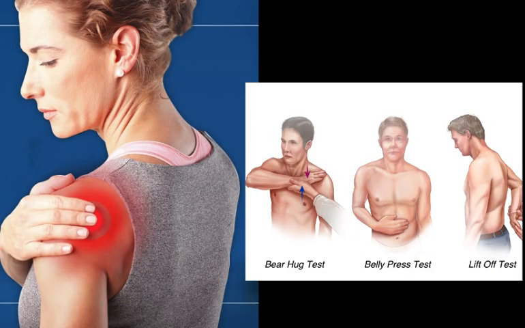Our patient came with pain around the shoulder joint, difficulty in lifting the arm and crossing the arm, and also difficulty in overhead lifting of the arm. Let's see the ultrasound image of this patient.